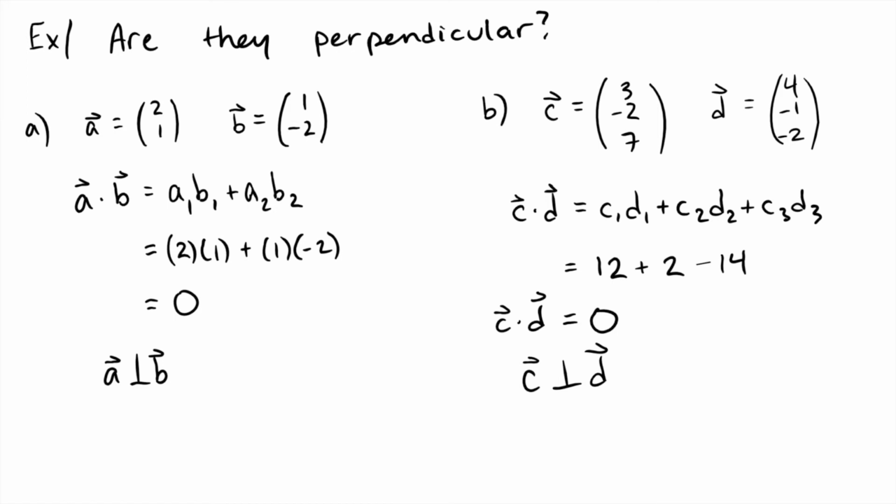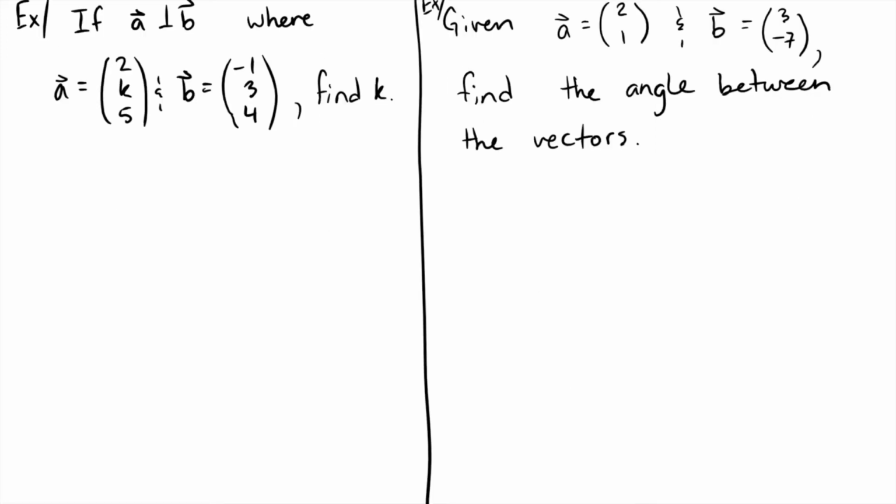So again, there was no way to just look at those ones and guess whether they were perpendicular or not. But using the dot product, I was very quickly able to determine that those vectors are in fact perpendicular to one another. So we can then apply the dot product to solving a number of different problems.